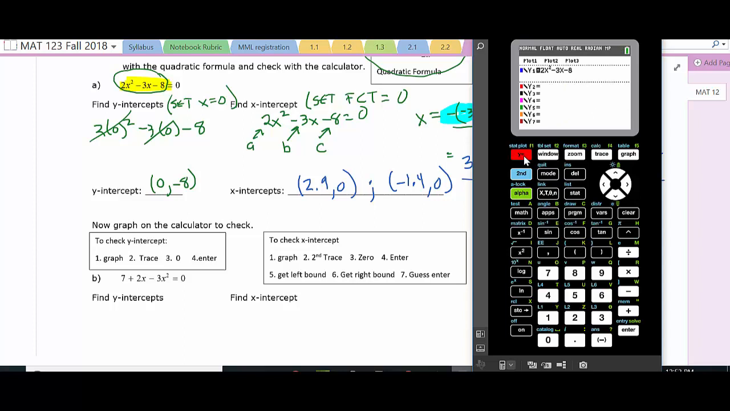That's okay. Seems like I got it okay. What are you talking about with the points? Well, it's 2x squared on the calculator, but in the equation it's 3x squared. Yeah, it's supposed to be 3x squared. 3x squared? No, I'm putting this in. Oh. 2x squared minus 3x minus 8.